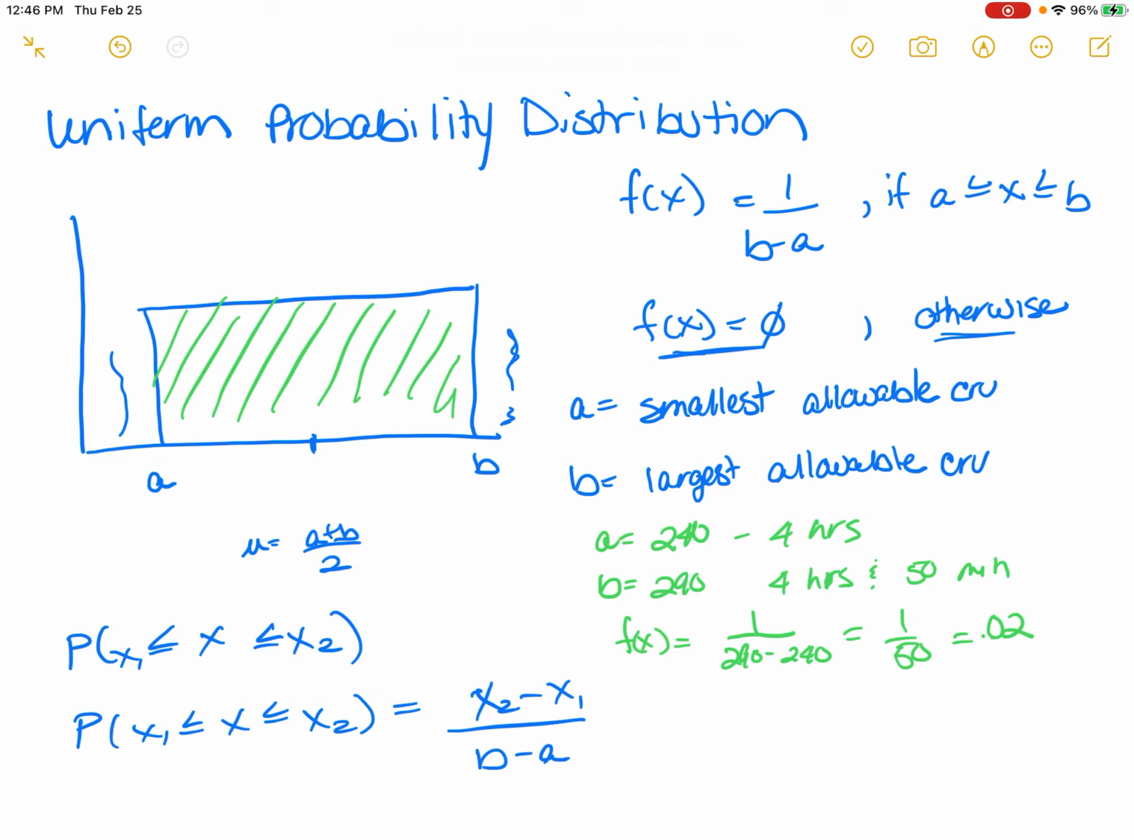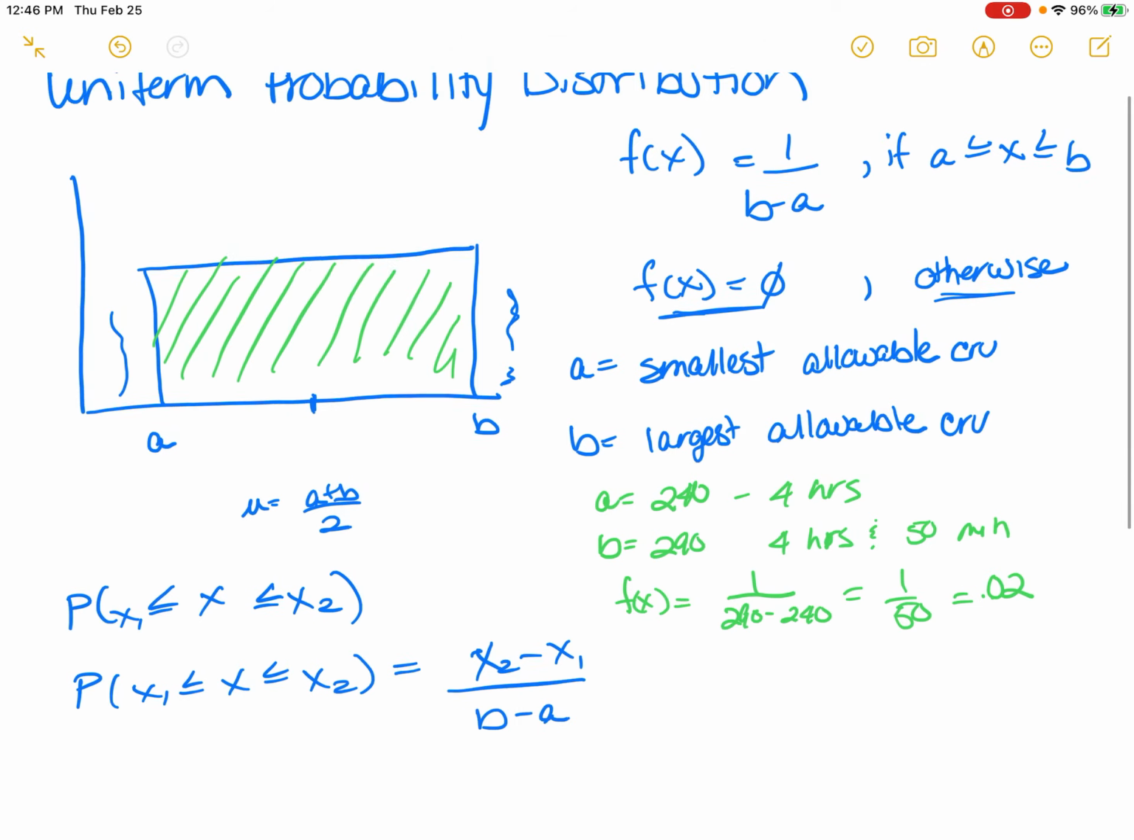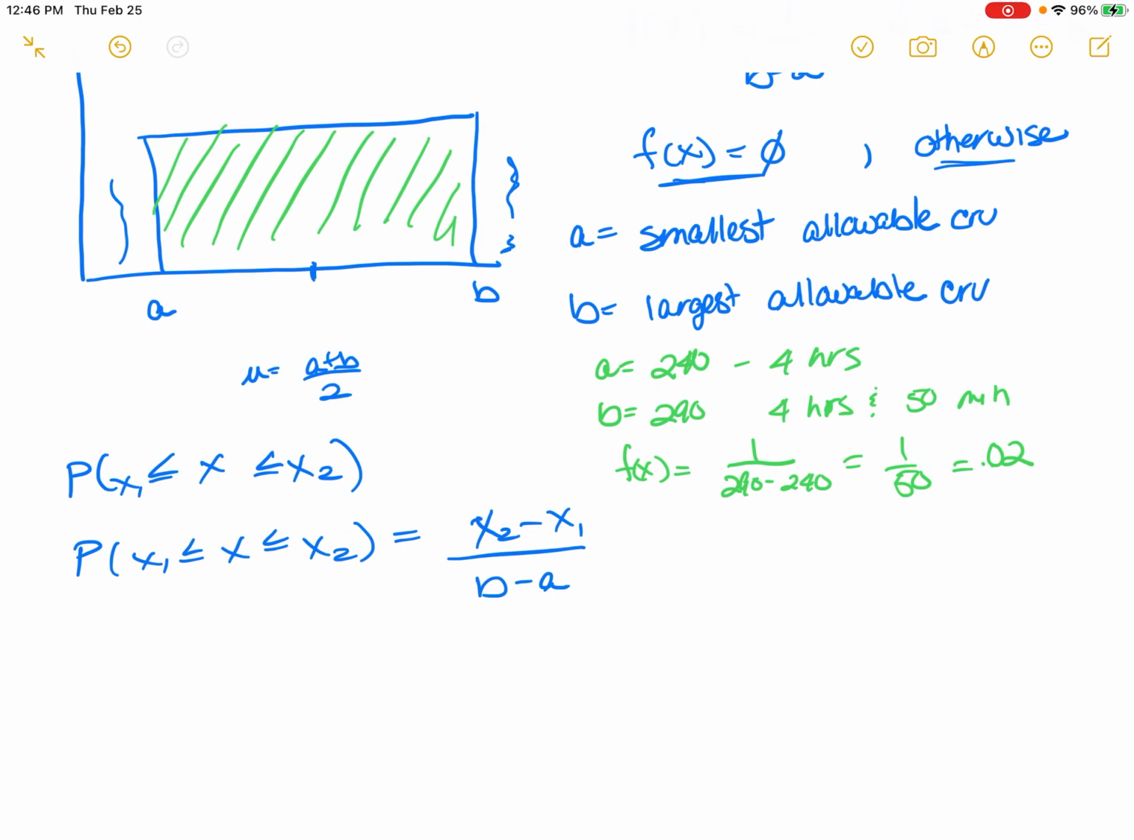So let's talk about solving one of these problems. Given this particular situation, we are being asked on page 275 what is the probability that a round of golf is going to fall between 240 minutes and 252 minutes, right? So we want to know the probability that a round of golf is going to be less than 252 minutes, but greater than 240 minutes.